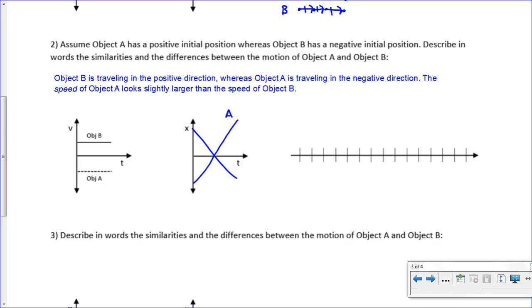For the motion map, because they're going positive and negative on the position, I'm going to put 0 right in the middle. I'm going to say A starts off here. I'll just do something like 5 dots. So A is traveling in the negative direction. Oh yeah, I switched those around on the position versus time graph. I'll fix that in just a second.